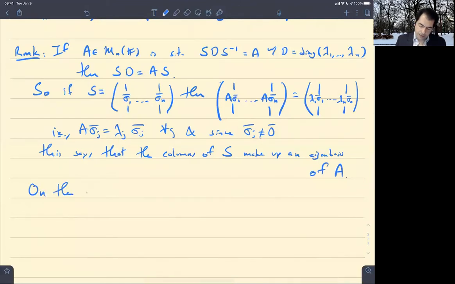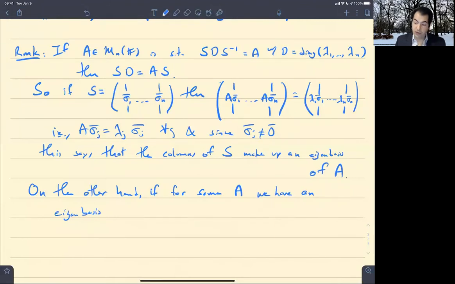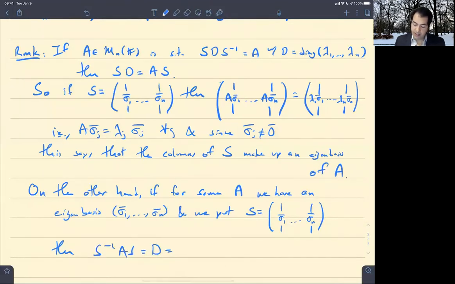On the other hand, if for some A, we have an eigenbasis, right? A basis consisting entirely of eigenvectors, sigma 1 through sigma n, and we put S as the matrix whose columns are the elements of that basis, then S inverse AS by the same computation is the diagonal matrix whose diagonal elements are the eigenvalues corresponding to these eigenvectors.